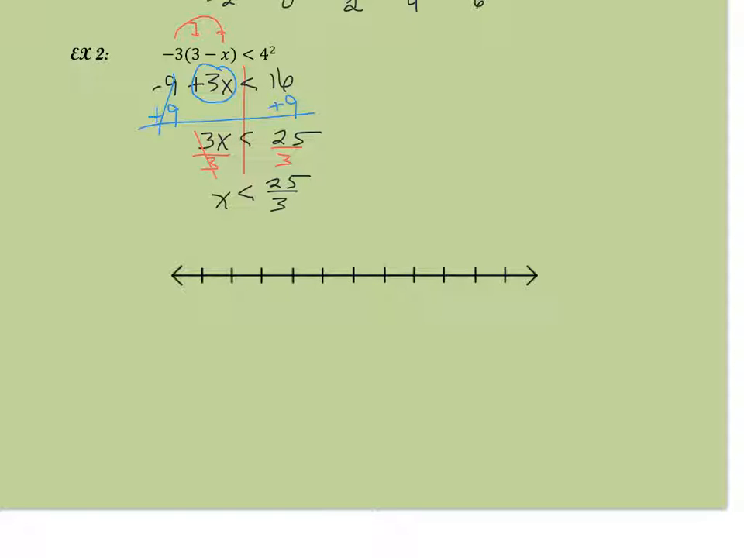For graphing purposes, I like to look at this in terms of its mixed number. So 3 goes into 25 8 times, 8 whole times. 3 times 8 is 24. That leaves 1 left over from 25, so it's 8 1/3. So what I would do is put that right here in the middle, 8 1/3.